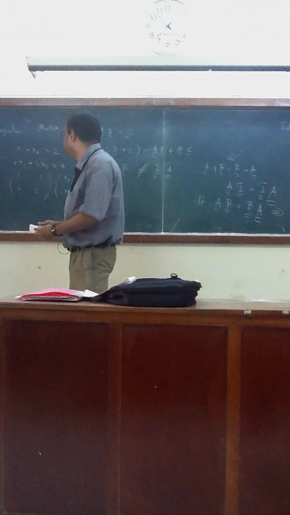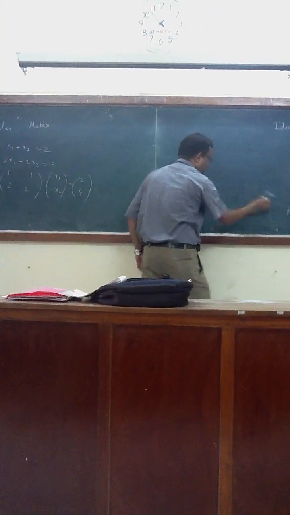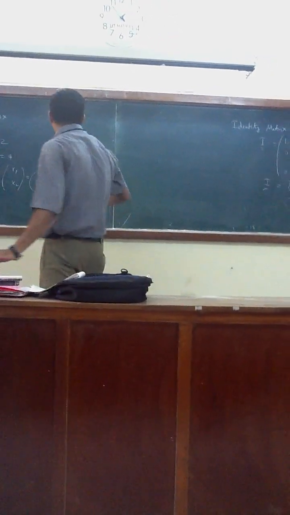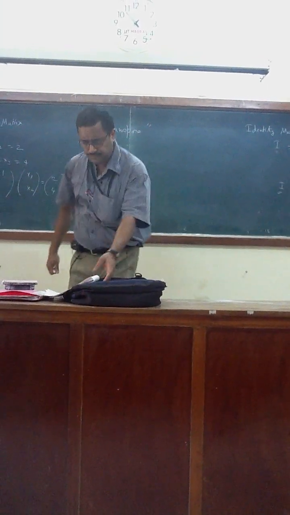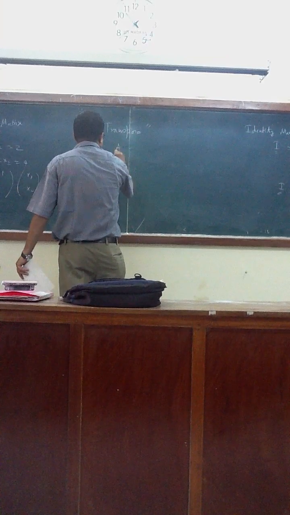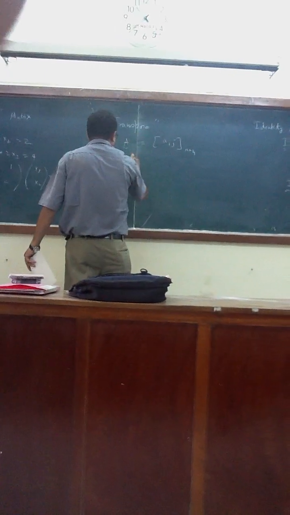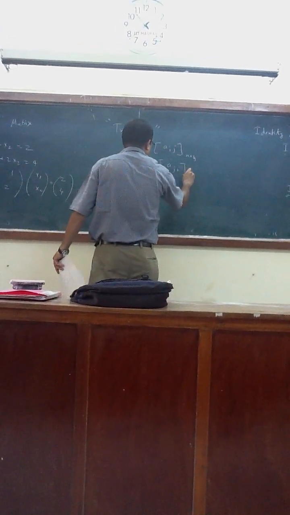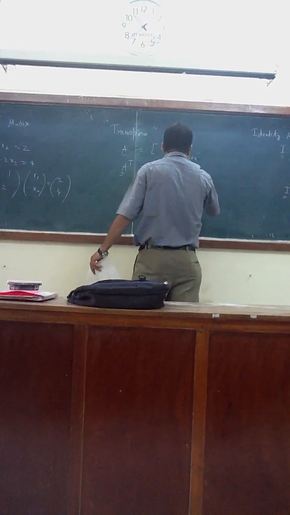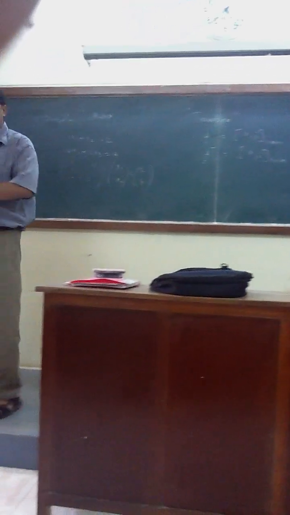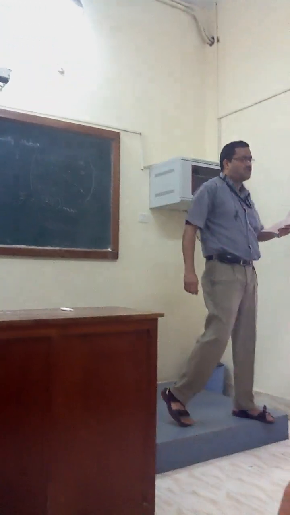Next is transpose. Next we get transpose. For a matrix A, we have Aij, n by n. A transpose will be Aji, n by n. If it is m by n, it will become n by m. This is the transpose of a matrix. And transpose has a lot of interesting properties.